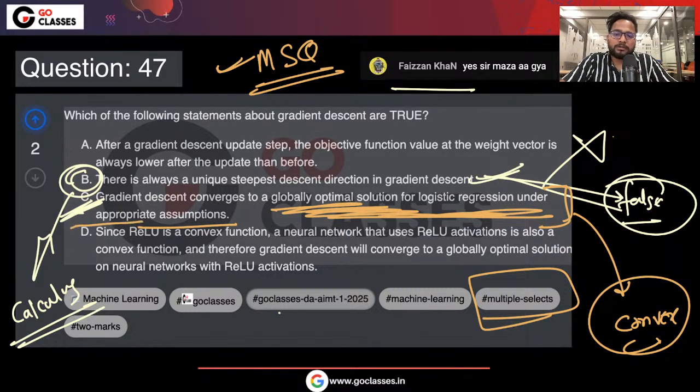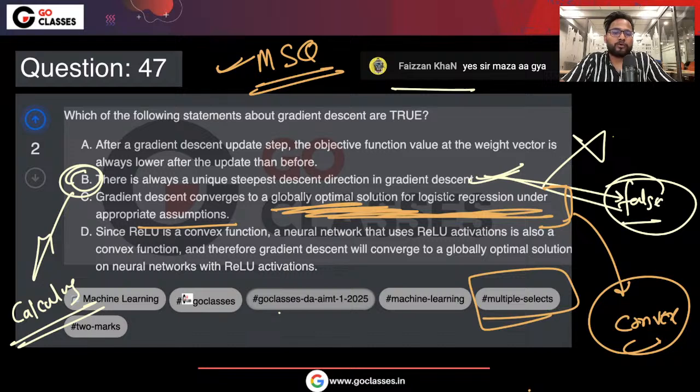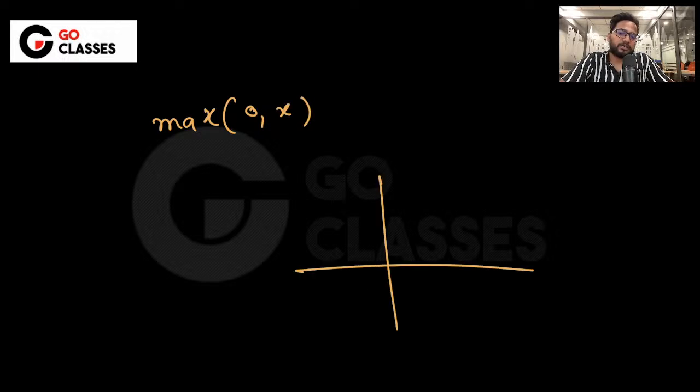What about this one? Since ReLU is a convex function, the neural network that uses ReLU activation is also a convex function, and therefore gradient descent will converge to the globally optimal solution for the neural network with ReLU. What do you think? They are saying ReLU is a convex function. What is ReLU? Maximum of 0 comma x. If you plot it, if x is negative then it is 0, if x is positive then it is like this. Yes, it is a convex function, basically bowl shape.